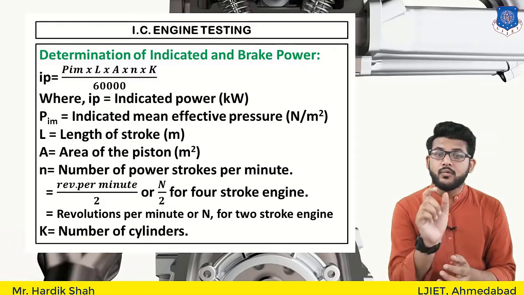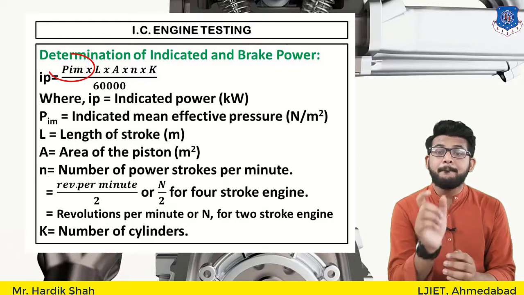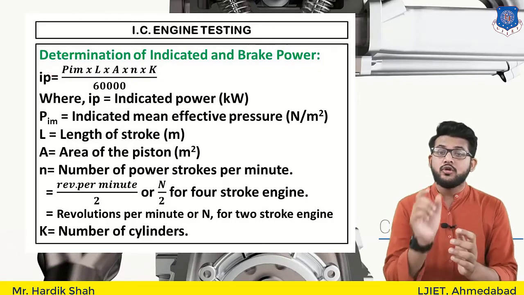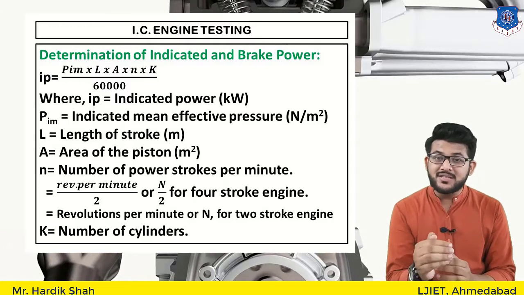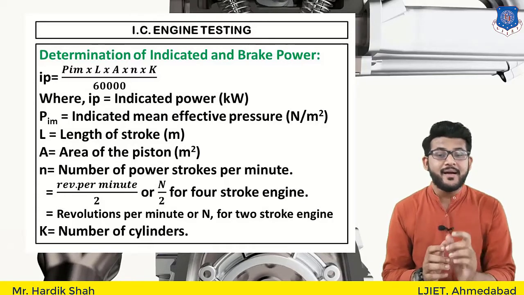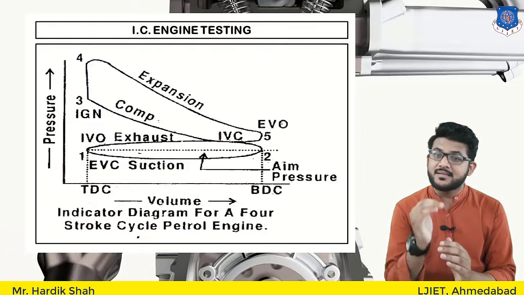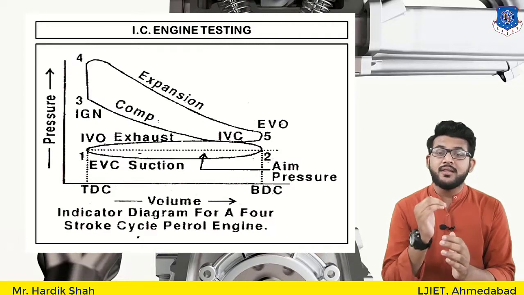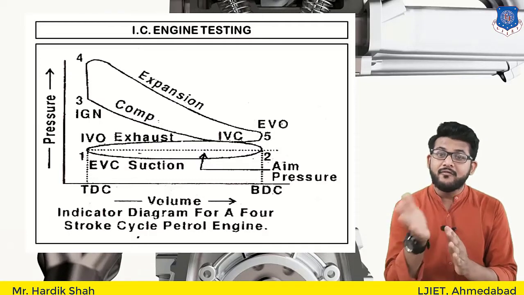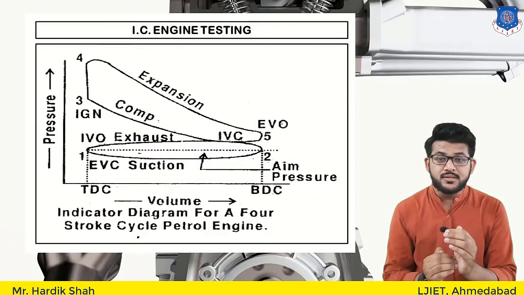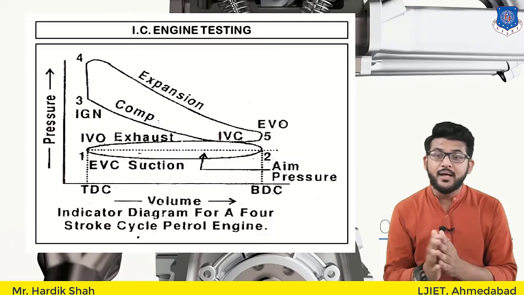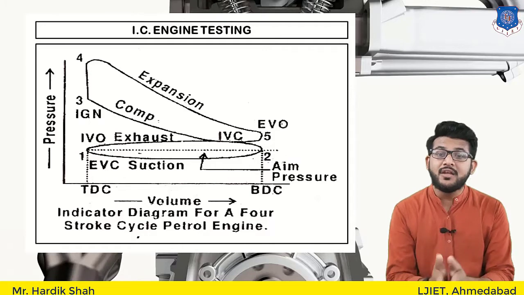The more tedious work is in finding the pressure, that is PMB, or you can say PMI, the mean effective pressure inside the engine. For that there is one method called the indicator diagram. What is an indicator diagram? It is nothing but a PV diagram. We trace the position of the piston as it reciprocates, find the volume covered and the pressure generated, and thereafter we get the mean effective pressure.